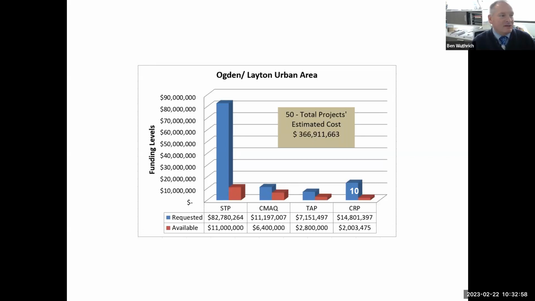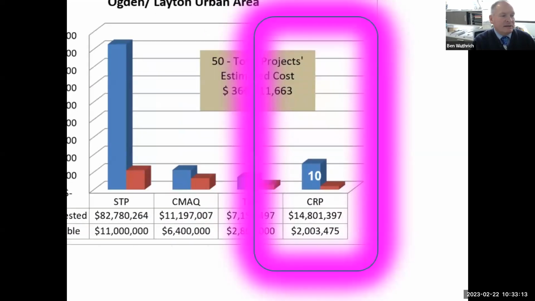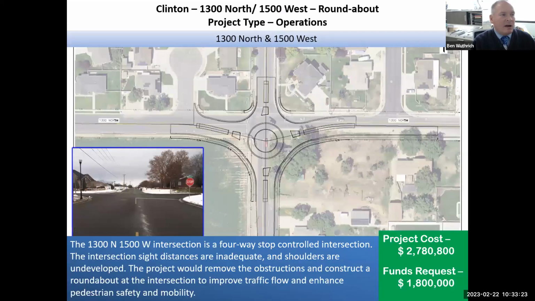All right, is that showing there again? The funds that are being requested and the funds available, and we're going to focus here on the CRP program, or the carbon reduction program. There are 10 projects totaling more than $14.8 million in request, and we have a little more than $2 million available to program.